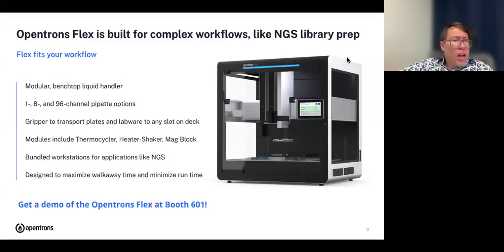I'd be remiss if I didn't talk a little bit about our Flex robot, which we brought to market last year. This really is, I think, a game changer for OpenTrons, and it's really built to enable automation of complex workflows like NGS library prep. While still maintaining a high degree of affordability, it has a lot of the capabilities that you might expect out of far more expensive systems on the market.